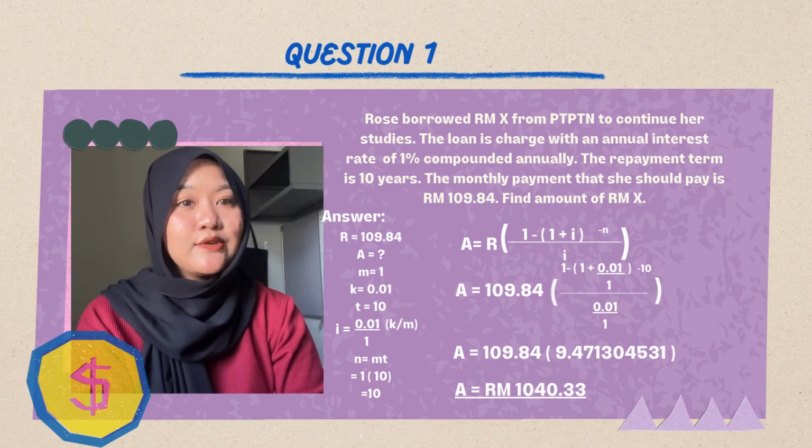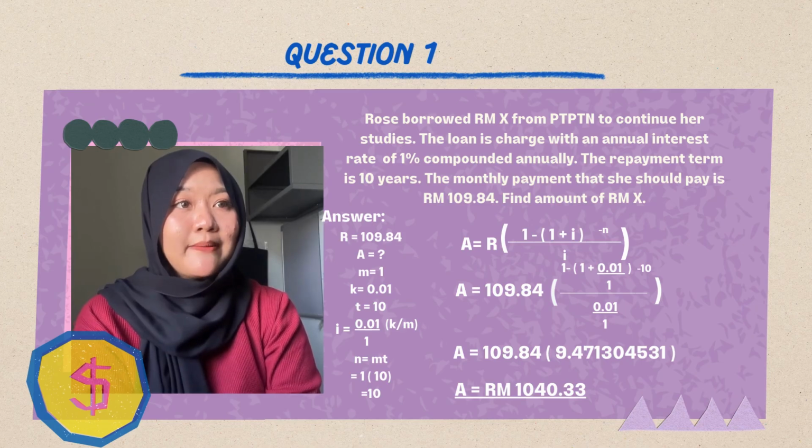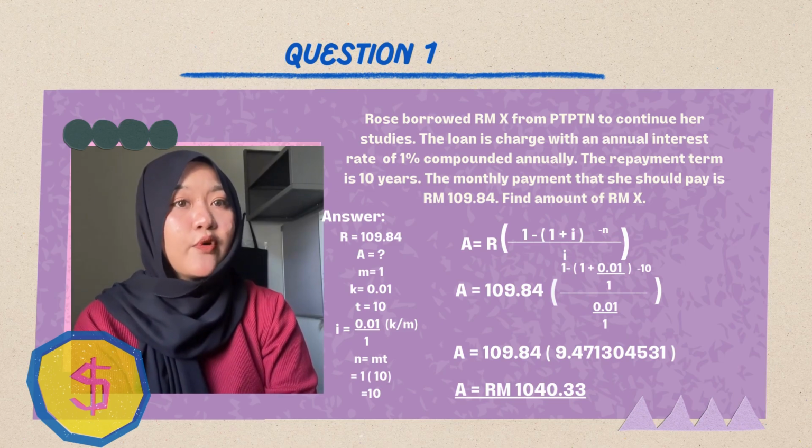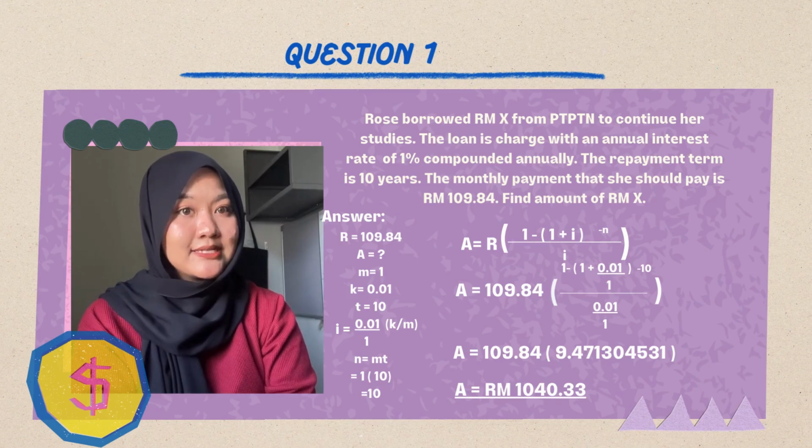So, let's take a look at example question 1. Rose borrows RM A from PTPTN to continue her studies. The loan is charged with an annual interest rate of 1% compounded annually. The repayment term is 10 years. The monthly payment that she should pay is RM109.84. Find the amount of the loan A.